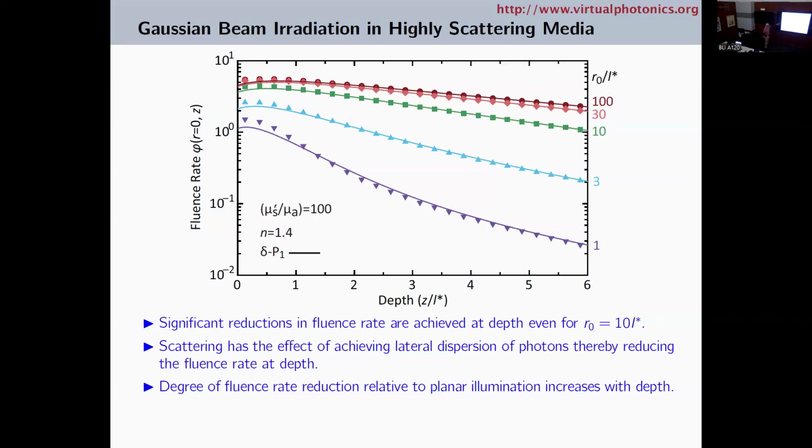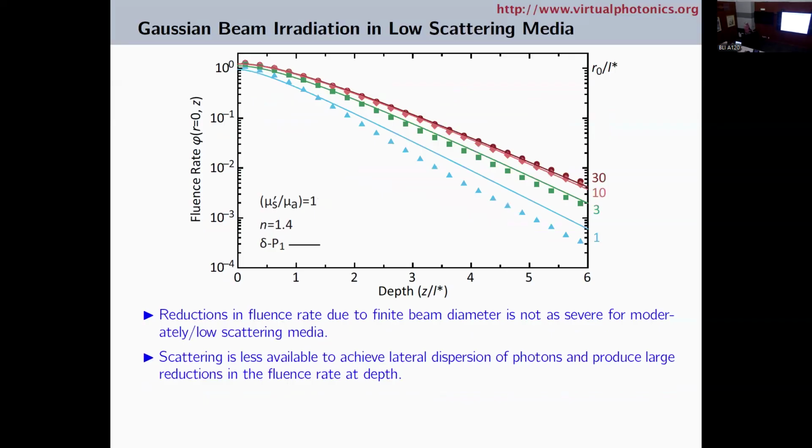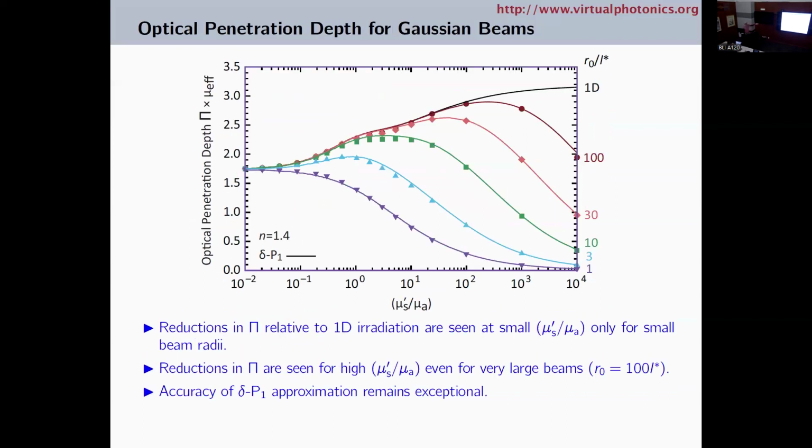Here I only showed the delta P1 results. The standard diffusion approximation gets even worse than what you saw in the plane wave approximations. This is what they look like for lower scattering media, where mu s prime is only equal to 1. I show optical penetration depth for Gaussian beams, which is often used. These are penetration depths as well as dose depths.